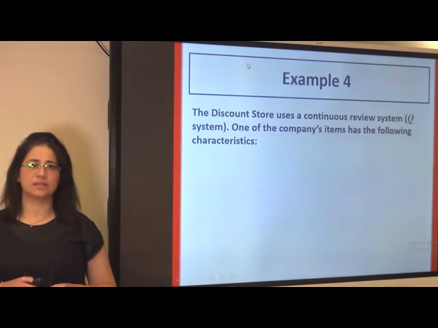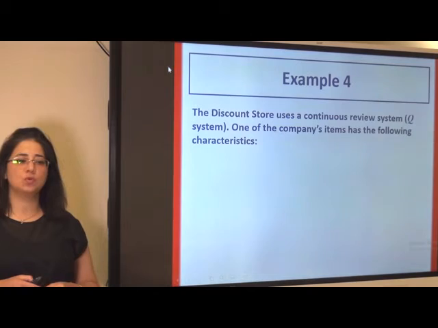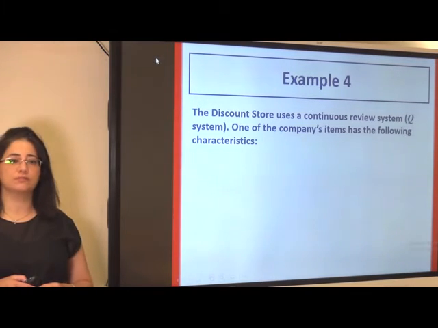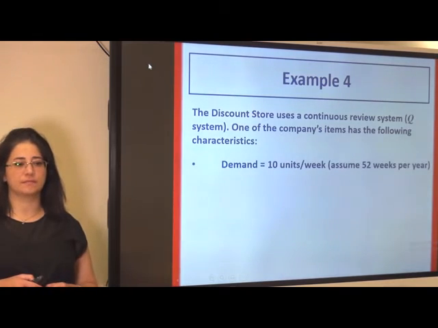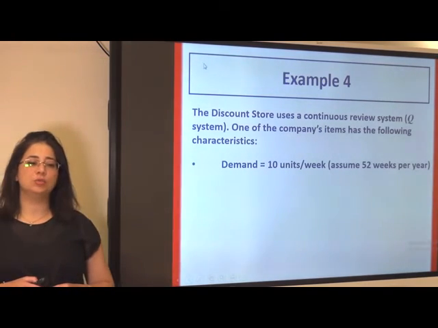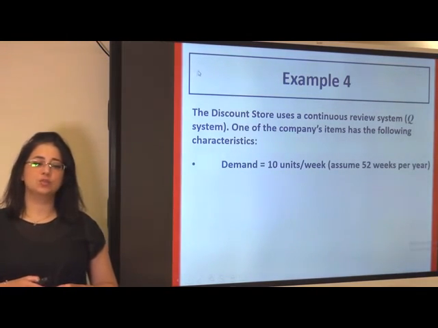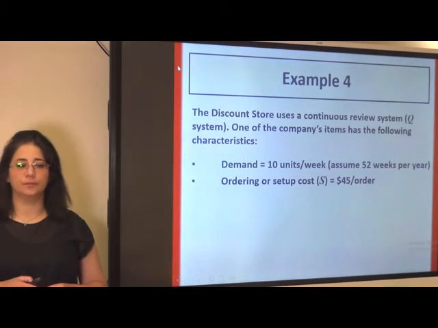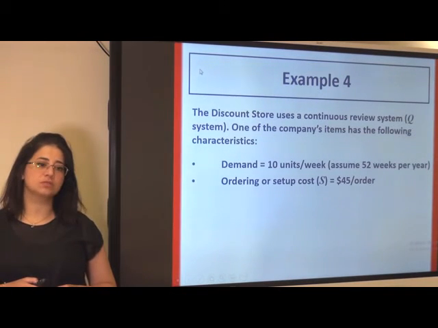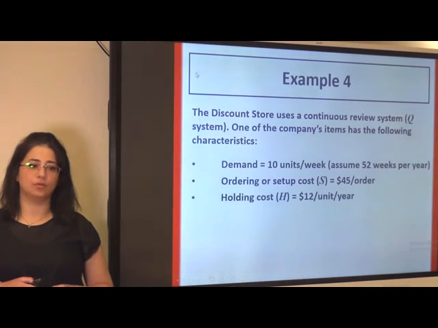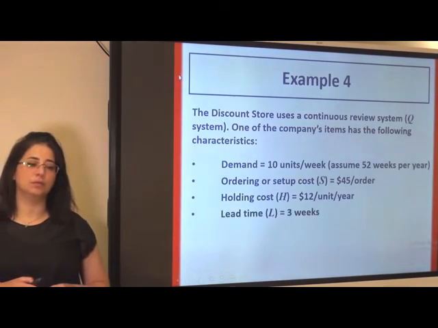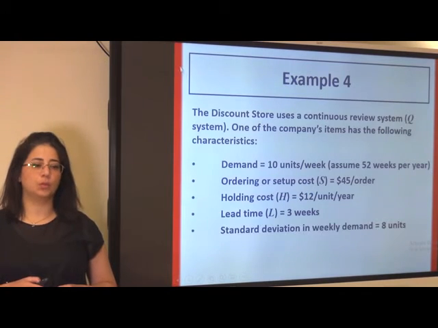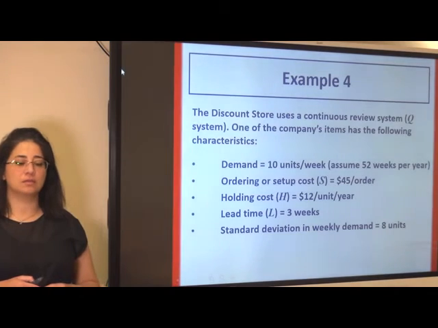Now let's take another example. A discount store uses a continuous review system. One of the company's items has the following characteristics. Demand equals 10 units per week, assuming 52 weeks per year. Ordering or setup cost, $45 per order. Holding cost, $12 per unit per year. Lead time, 3 weeks. Standard deviation in weekly demand, 8 units.